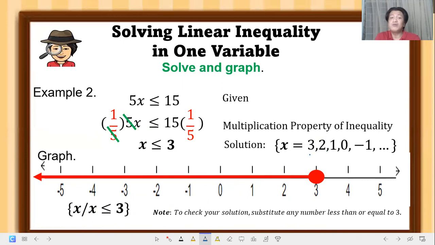To check your solution, substitute ka lang ng any number less than or equal to 3. Okay, let's say, substitute ko dyan ay 3. Pag minultiply mo, di ba, dito, 5 times 3, that is greater than or equal to 15. Kapag minultiply ko yan, 15 na yan, that's true statement kasi nga 15 is less than or equal to 15. Okay, kahit saan dito sa solution set mo.